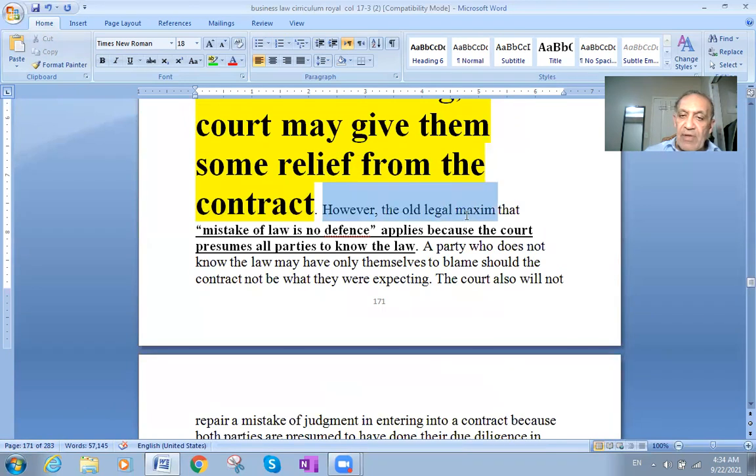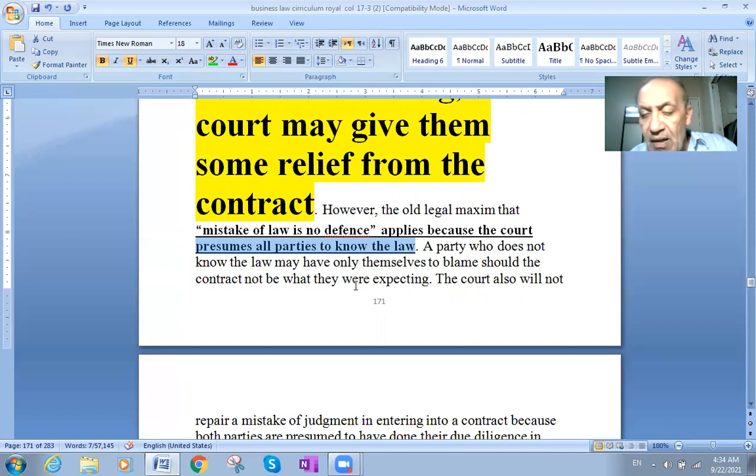However, the old legal maxim is that mistake of law is no defense. So if you make a mistake, it's your problem, your fault, not mine. It applies because the court presumes all parties to know the law. Everyone knows the law. There is no need to say, no, I made a mistake.